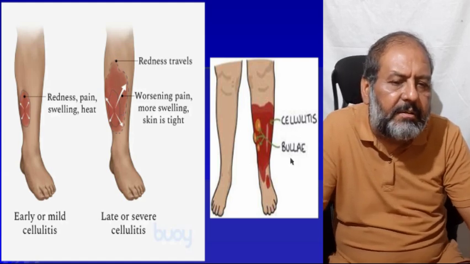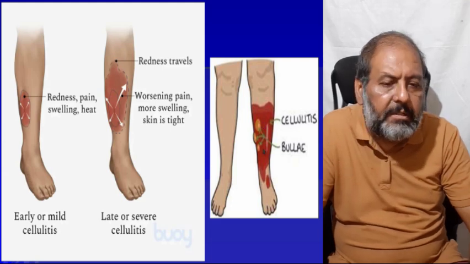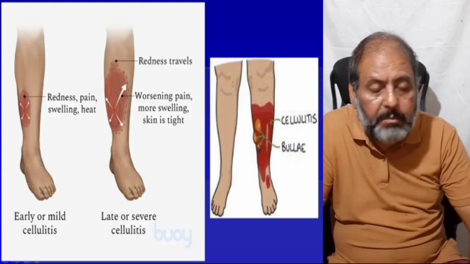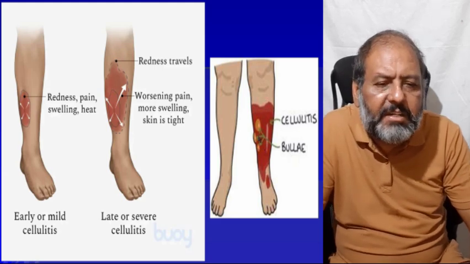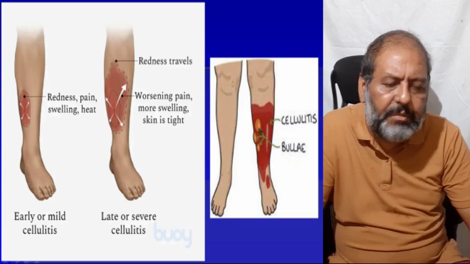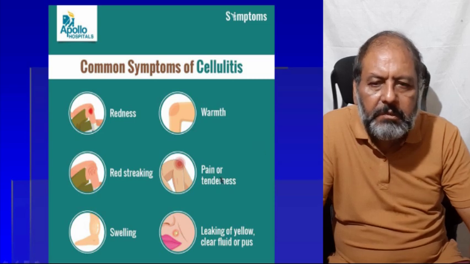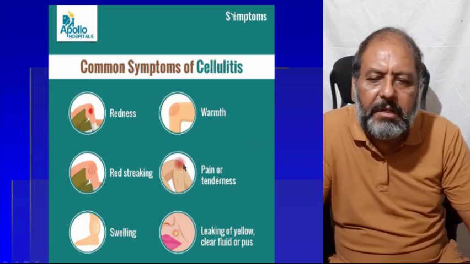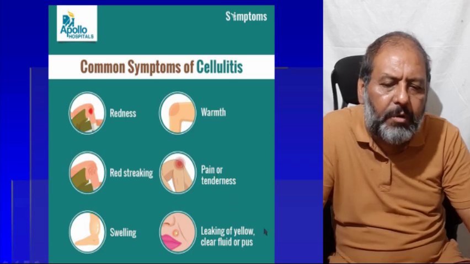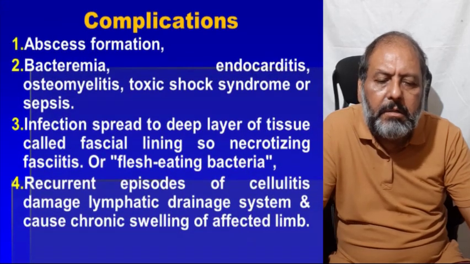Here one can see the cellulitis, bullae are seen, the skin over this cellulitis has got bullae, or fluid-containing blisters, areas with fluid inside, which are called bullae. So the common symptoms of cellulitis are redness, red streaks, swelling, pain or tenderness, warmth, and leaking of yellow clear fluid. I have already told all these.